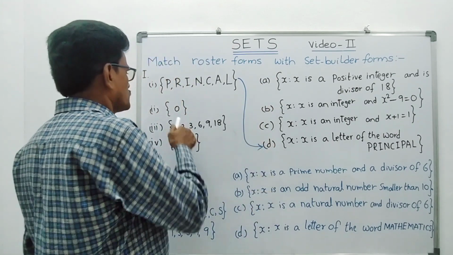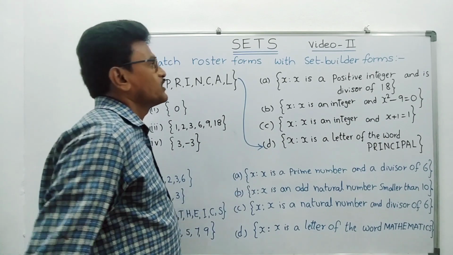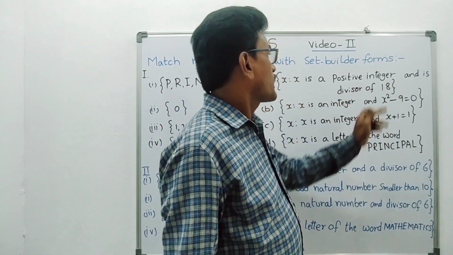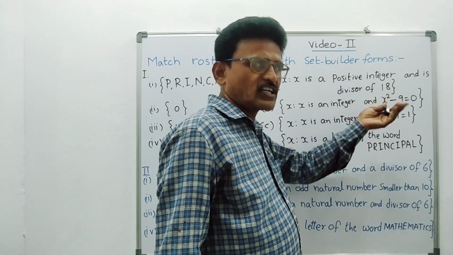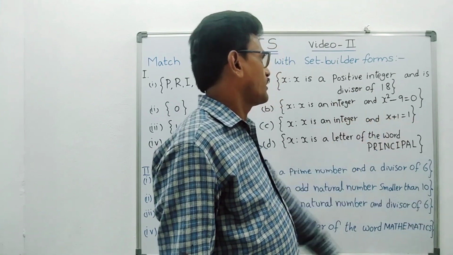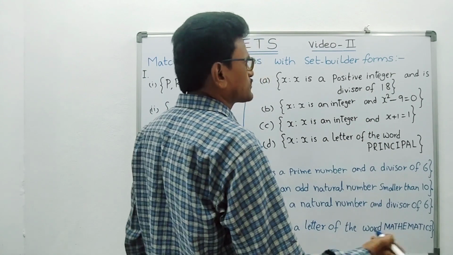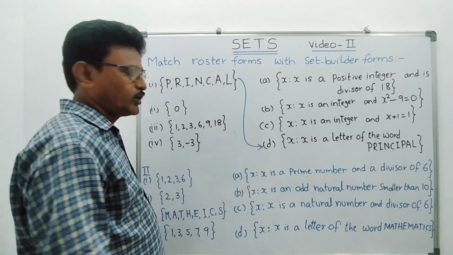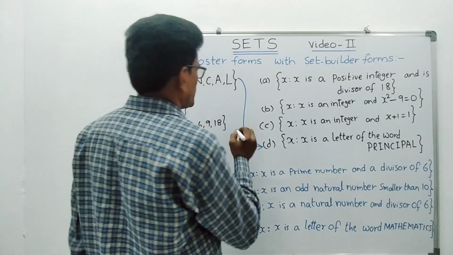Now only 0 is there. 1, 2, 3, 6, 9, 18 is there, 3, minus 3. Now read here: x is a positive integer and is a divisor of 18. Divisor of 18, or factors of 18. 1 into 18, 2 into 9, 3 into 6, like that. From that, only the positive integers we have to take, so write down 1, 2, 3, 6, 9, 18 only.